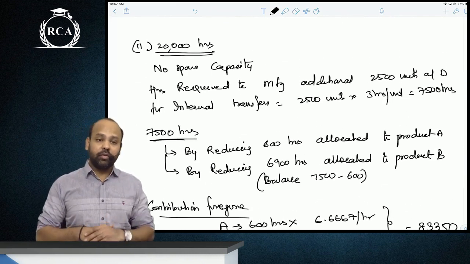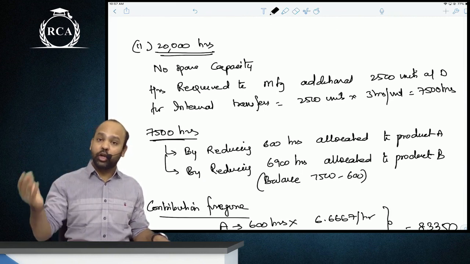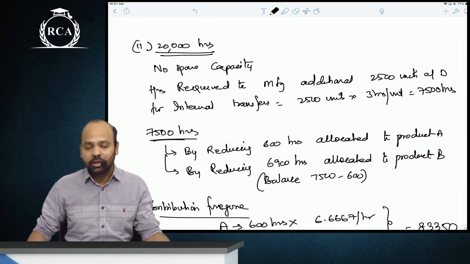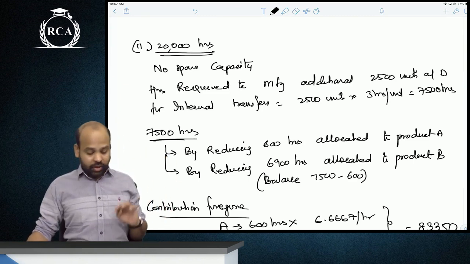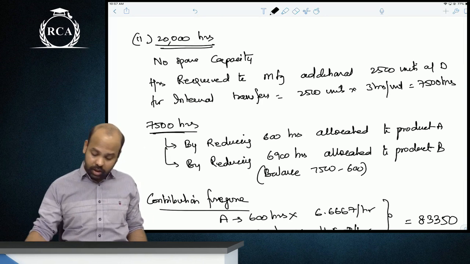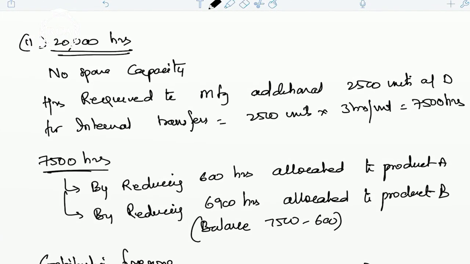Remember, if you were to reduce entire B also, and then you have to reduce product A, product C or D, that is not going to happen. We will never reduce external sales of product C and product D. I hope you're all clear about this. Please make a note of this. This is out of 20,000 hours. We still have to do, what if the capacity is 30,000 hours? We still have to perform the calculation when the capacity is 30,000 hours.